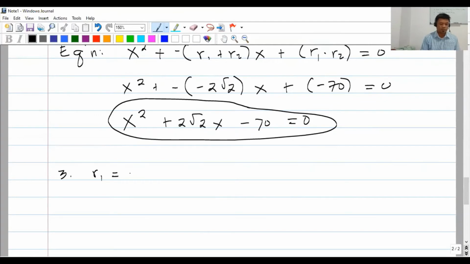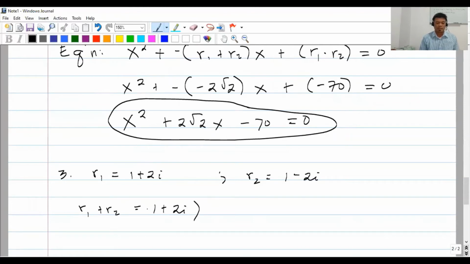R1 is equal to 1 plus 2i, and R2 is equal to 1 minus 2i. So again, our sum, R1 plus R2. Our i there is our imaginary number. So we go beyond our real numbers. We include here our imaginary number so that you will be introduced on how to operate imaginary numbers.